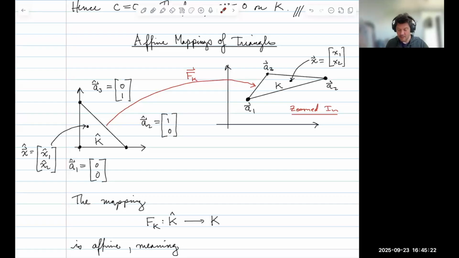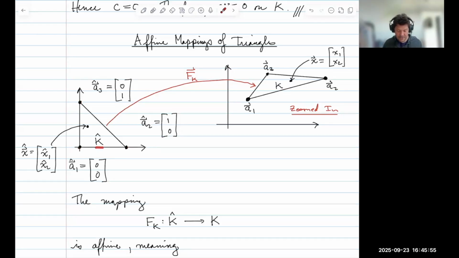What I want to think about is, for each triangle that is small, making a mapping from a triangle which is not necessarily small. In particular, I'm going to think about mapping the so-called reference triangle. Lots of people take different reference triangles. Some use equilateral triangles. I'm using this isosceles triangle that has the vertices 0, 0, 1, 0, and 0, 1.